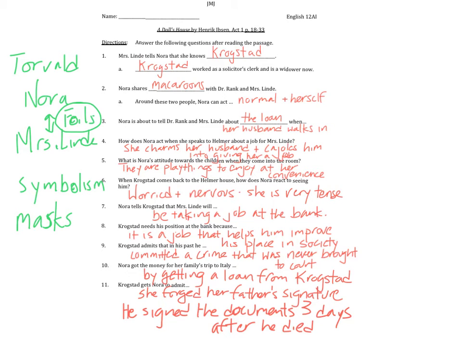And Nora doesn't see the problem in that. I did it not to deceive anybody, but to save my husband's life. And the law doesn't look at it that way, says Krogstad. You committed a crime, and there's a penalty for committing that crime.